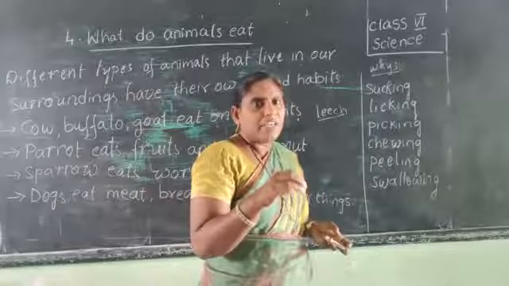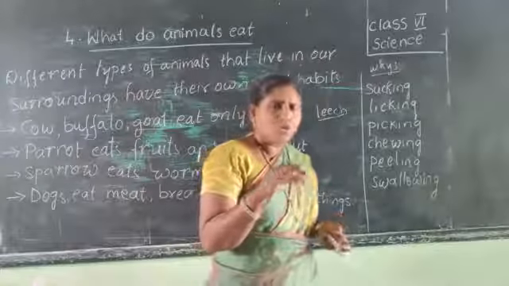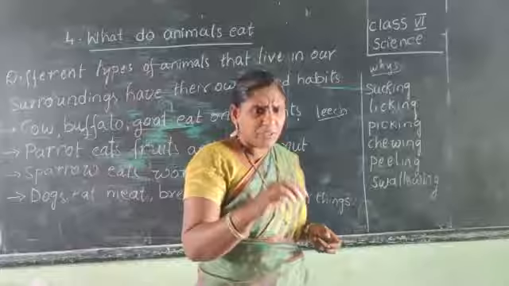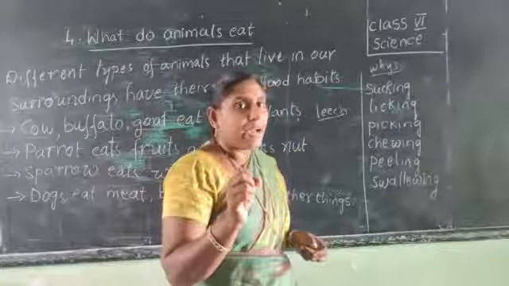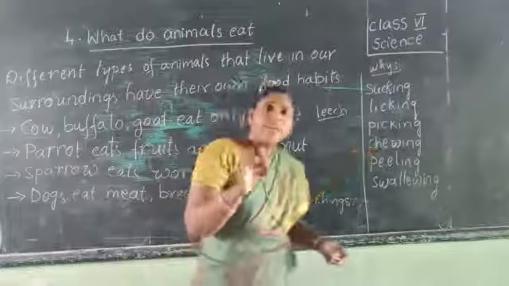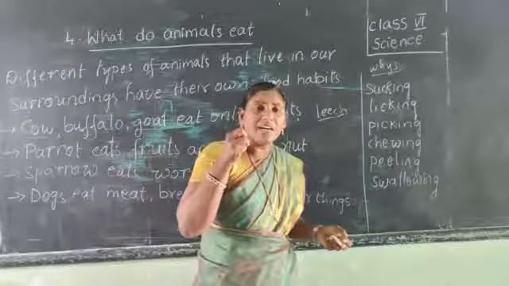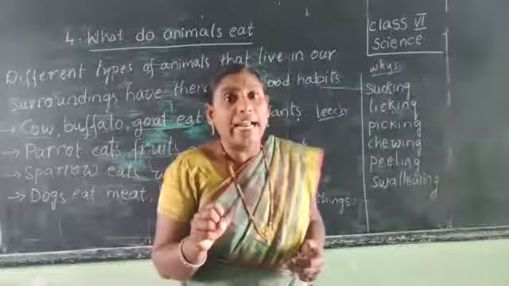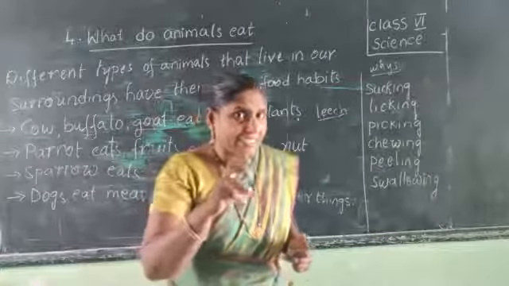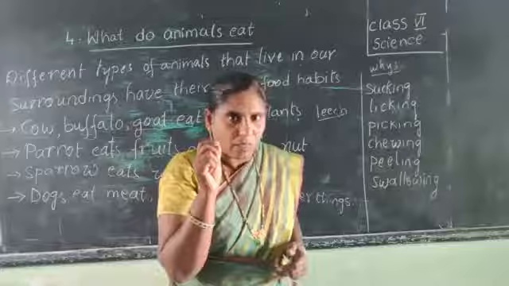Picking means taking the right choice. For example, if there are some stone particles in the rice, what do we do? We just pick it up. In the same manner, picking is also a different way to get the food. Especially the hen and parrots, they get the food by picking.